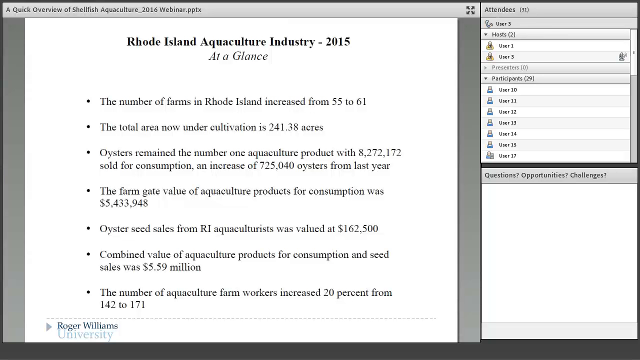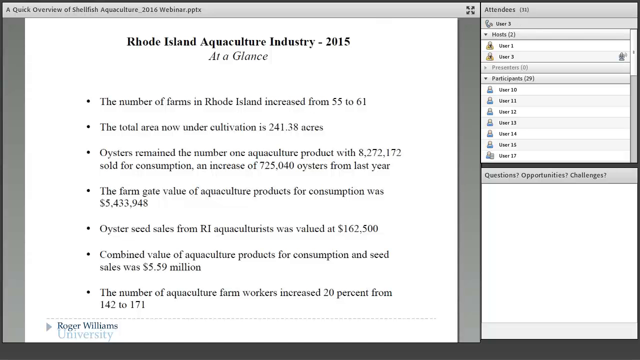On that bottom, they produced over 8 million oysters for consumption, which was a fairly significant jump from the year before. And the farm gate value for those products was a little over $5 million, which is now starting to approach the farm gate value of our quahog fishery in the bay.